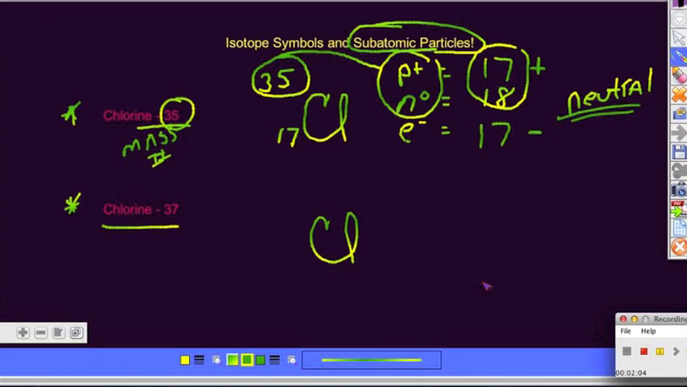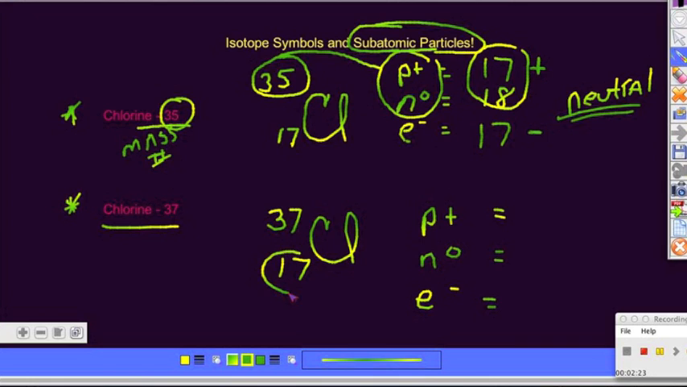Chlorine-37. The symbol for chlorine is Cl. The mass number is 37, and the atomic number is 17, which we get by looking at the periodic table. The number of protons, neutrons, and electrons can be found by looking at this information given to us.